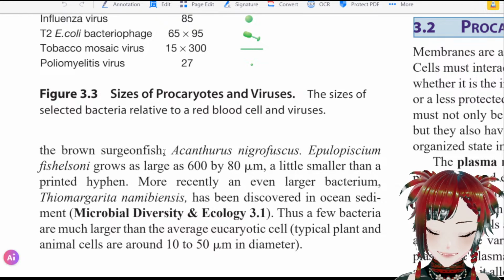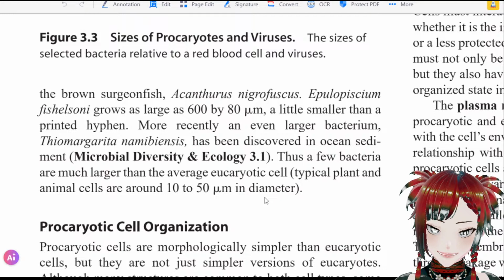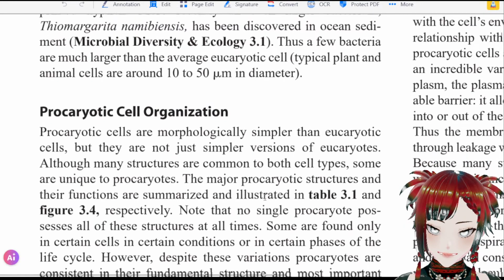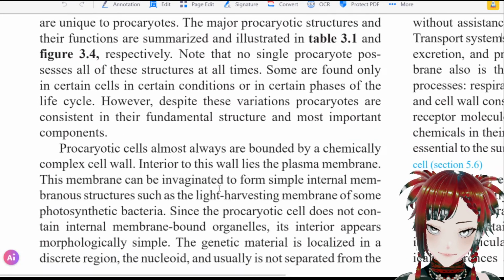And the other larger bacterium is Thiomargarita namibiensis, I think. This was discovered in ocean sediment. I don't know when they reached the ocean bottom sediments. Oh my god. So there are a few bacteria that are larger than the average eukaryotic cells. They are saying that scientists usually consider the difference between prokaryotic and eukaryotic cells in their size, but they are telling us that there are prokaryotes that are larger than eukaryotic cells, so don't go by that.